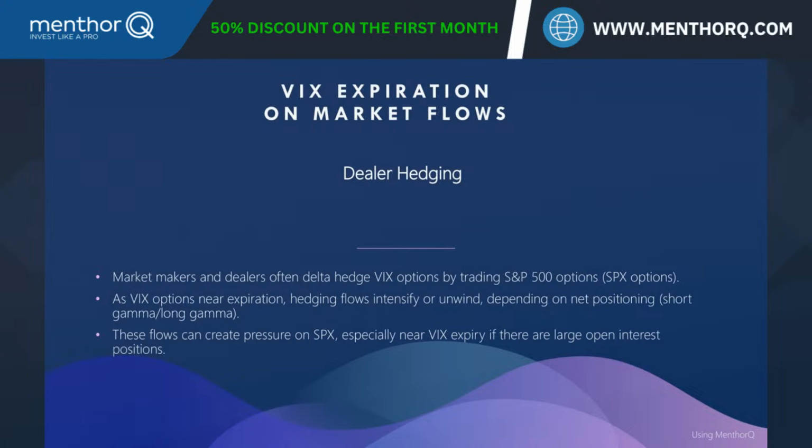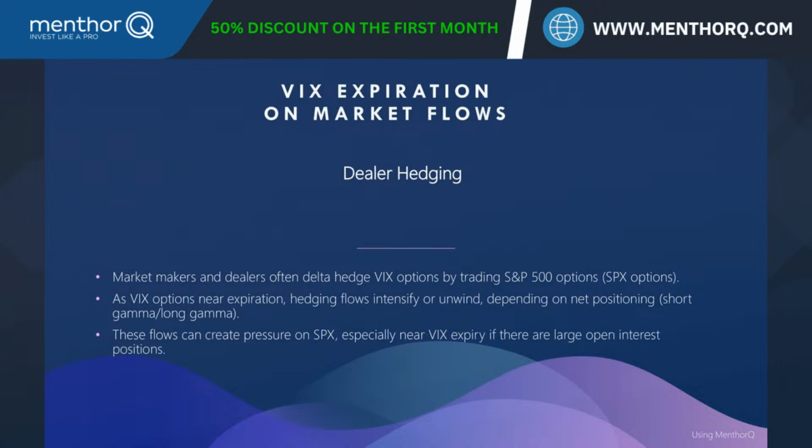Okay, so market makers and dealers often hedge their VIX options by trading the S&P 500 options, the SPX options. As VIX options are near expiration, hedging flows intensify, or they unwind, depending on net positioning. So short gamma versus long gamma. It's how their book is positioned, and the flows can create pressure on SPX, especially near the VIX expiry.